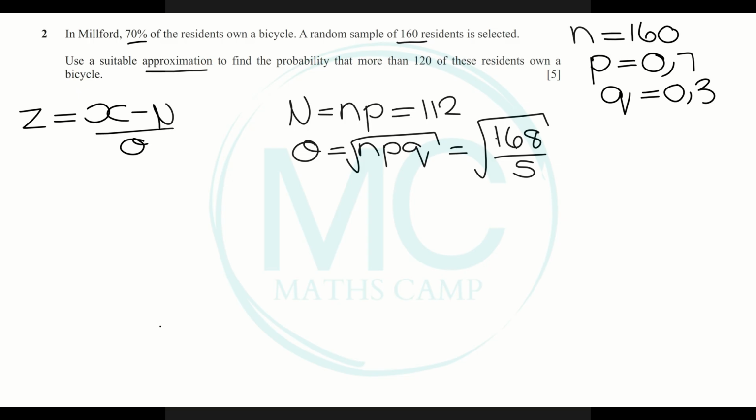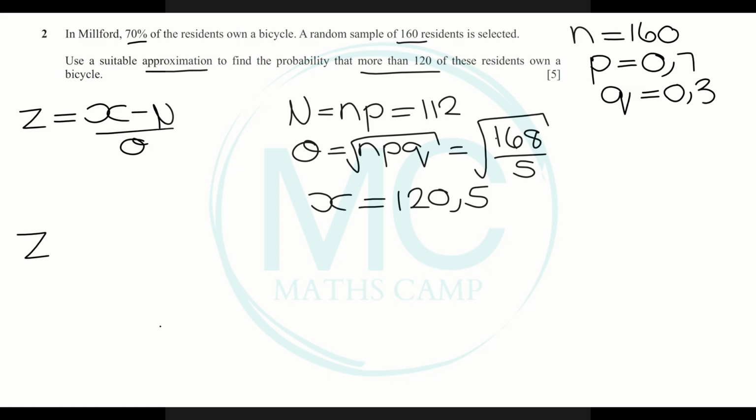Now I have mu, I have sigma, but I need x. The question tells us to find the probability that more than 120 of these residents. 120 is our x value, but remember that you need to manipulate this value. If we are looking for probability more than, we add 0.5 to this value. So in this case, x is equal to 120.5.